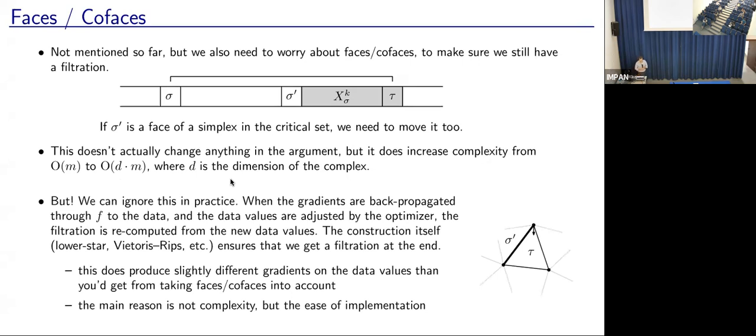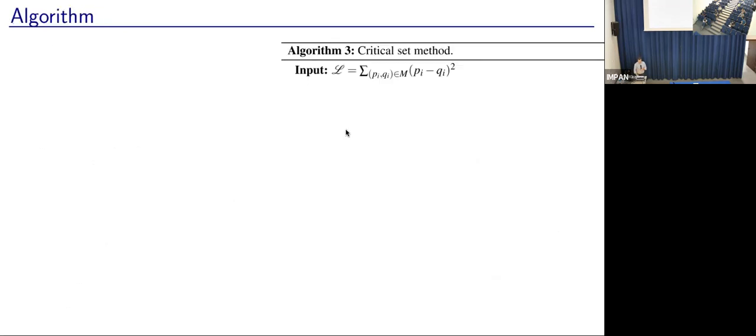In practice, you can ignore this because of what you're actually doing: you're saying that the critical set will have to move, the values will have to move from D to D prime, but then you're going to backpropagate this through whatever your function is, back to your data. You will update your data, then reconstruct the function and create a new filtration, and that will enforce that the faces come before the cofaces, and you have everything nice and clean. So the savings are not so much computational; it's much easier to implement, you don't have to worry about it. That's a useful thing.